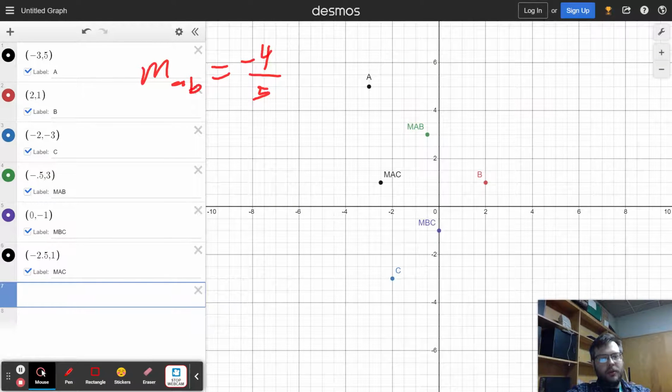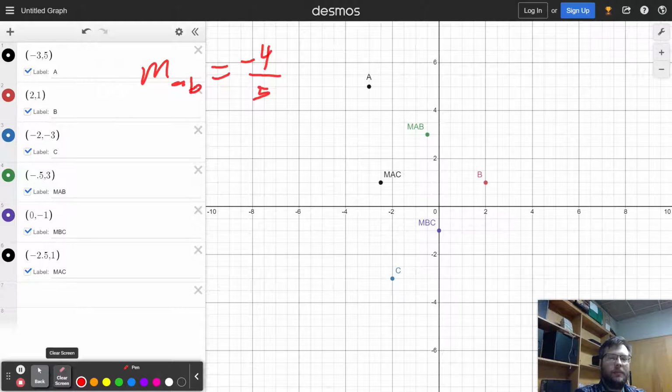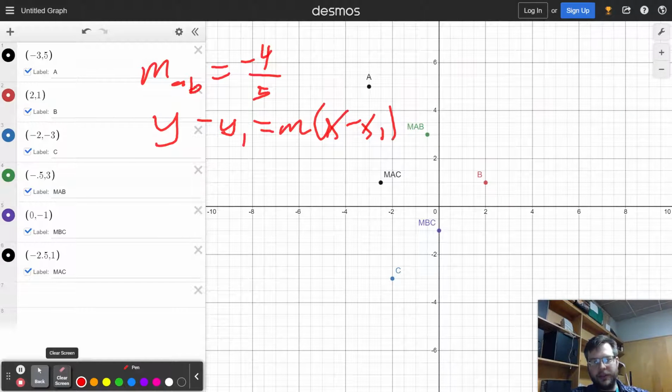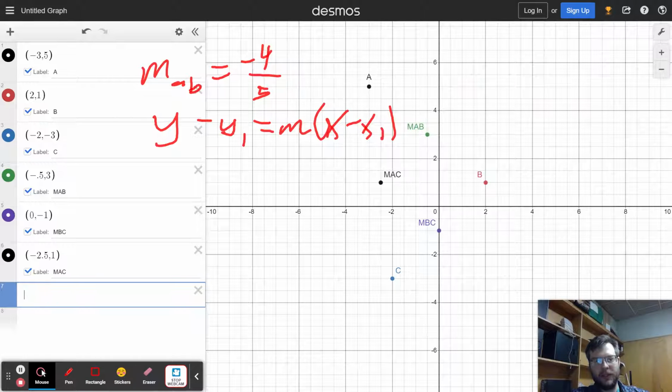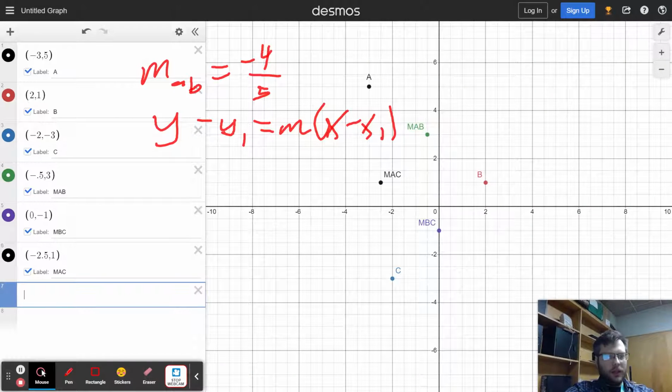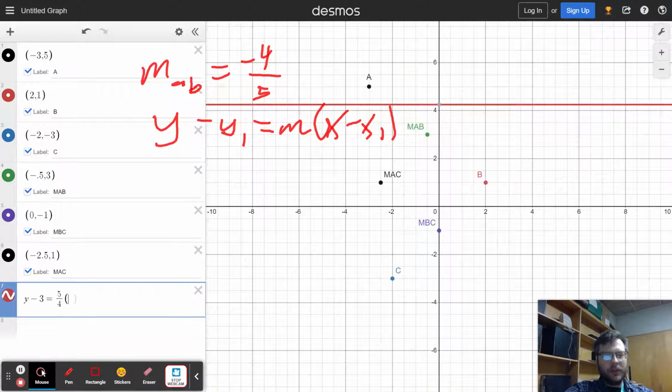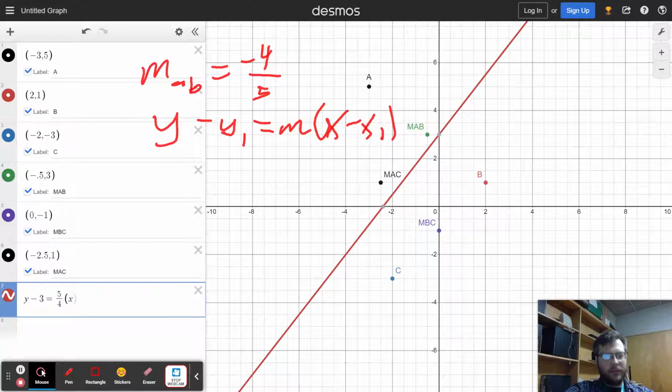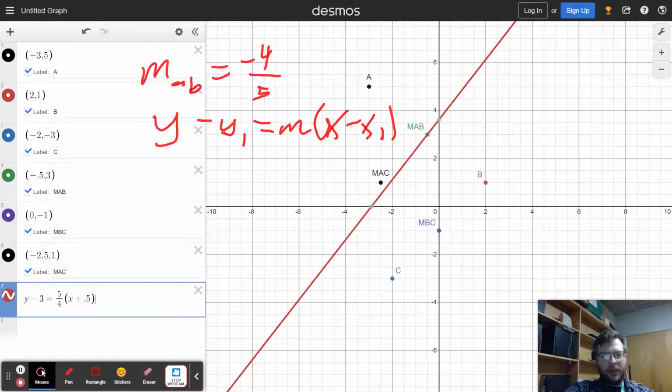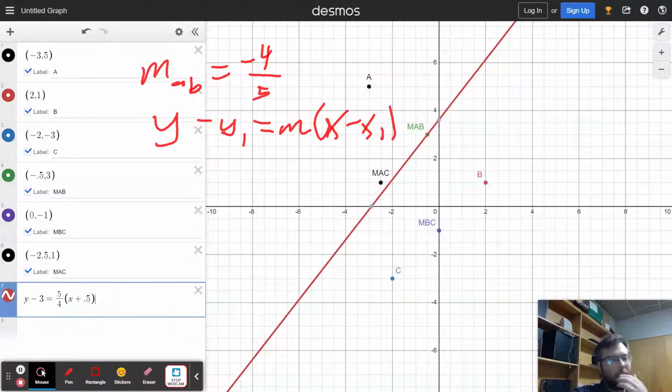It's going to go through the midpoint. So my midpoint is what I'm going to use when I write my point slope form. Point slope form is your friend. It will help you write these equations much easier. So my midpoint has a y value of 3. My slope is perpendicular, so I switch it around to 5/4. And the midpoint has an x value of -0.5, so I do double negative to write plus 0.5. So that red line you can see goes right through the midpoint and it goes perpendicular to AB.